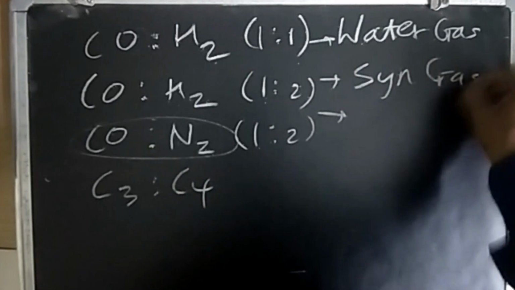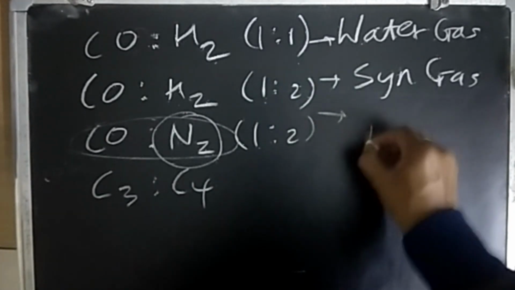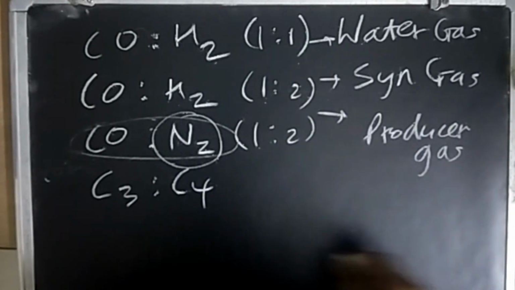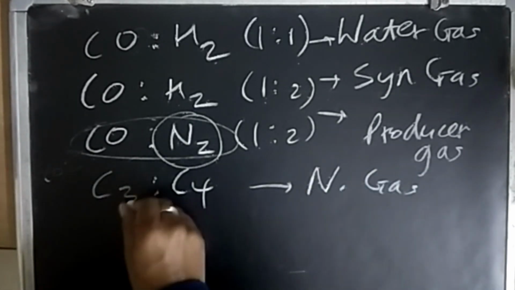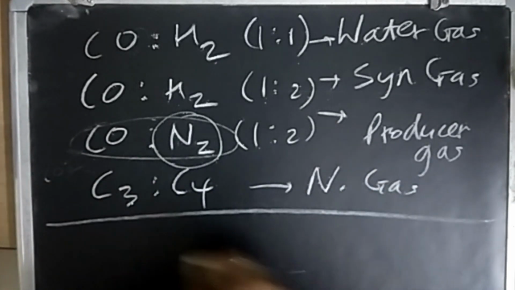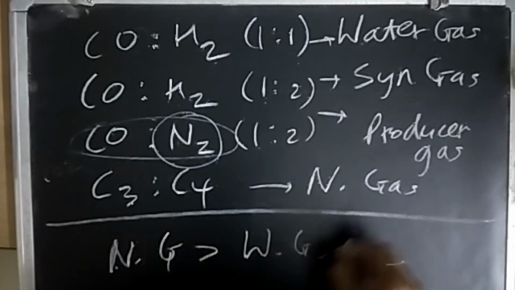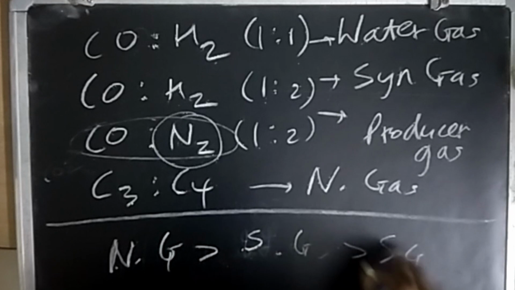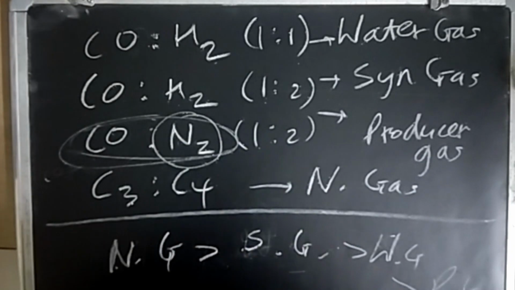So 1:2 is syngas. Now where N2 is more, meaning air is more, it is producer gas. Producer gas has a lot of air. So we have producer gas, water gas, syngas, and natural gas, and propane and butane. The order of calorific value is natural gas the most, then syngas, then water gas, and finally producer gas, which is least because it has more inert nitrogen.